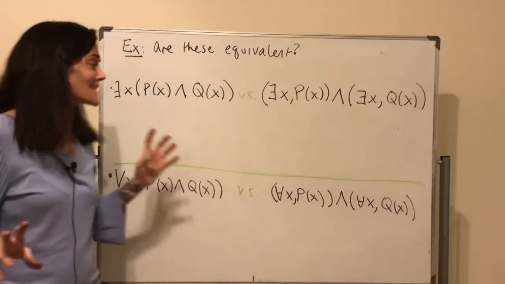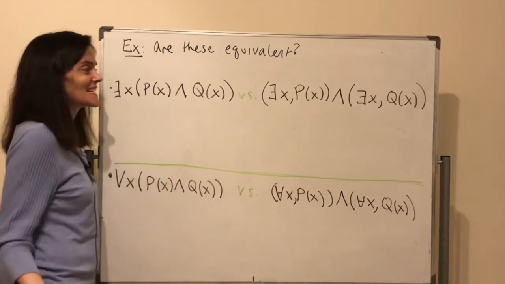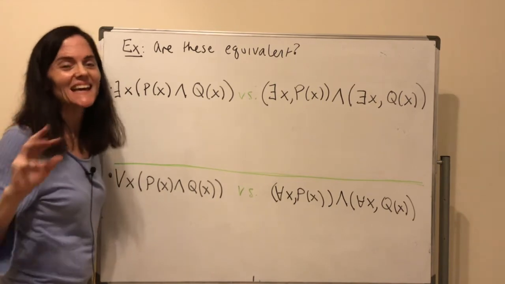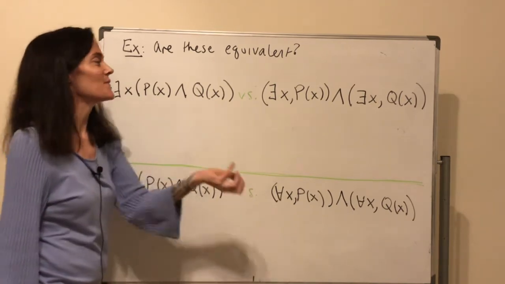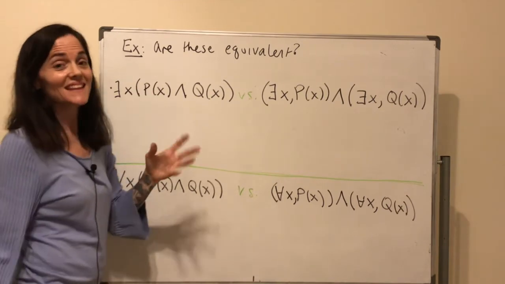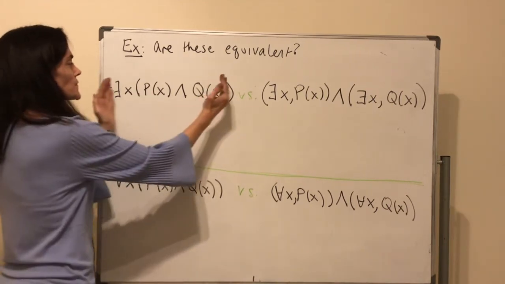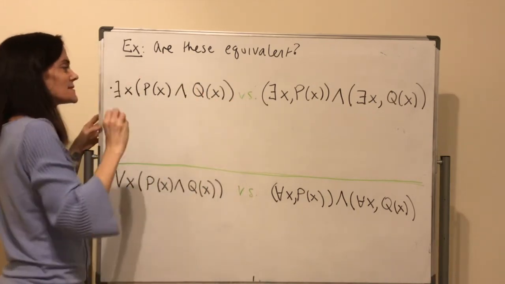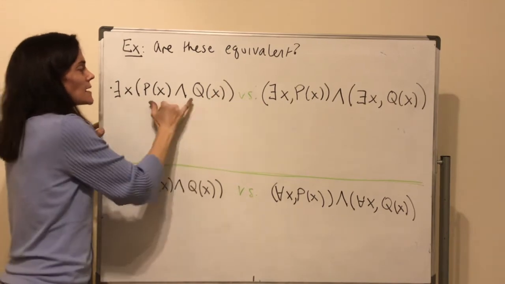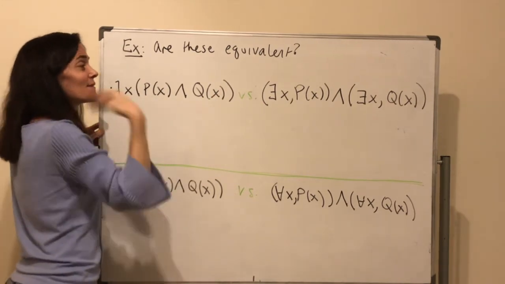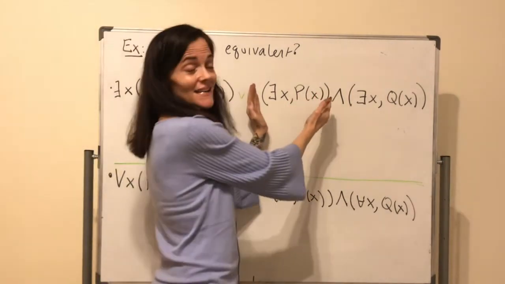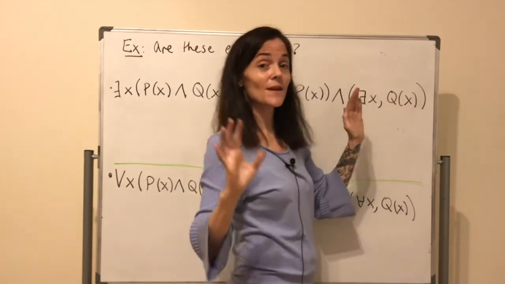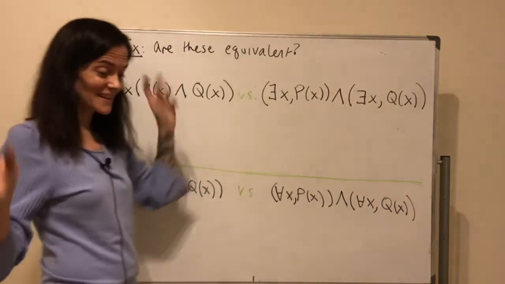Well, now here is a great exercise. The question is, are these equivalent? And if so, we should talk about why. And if not, we should give an example of a specific P and Q such that they are different. This one says, first you take the statement P and Q. Then you ask, there exists X such that P and Q is true, versus there exists X such that P of X is true, and there exists X such that Q of X is true. So the and is in the middle of these two.